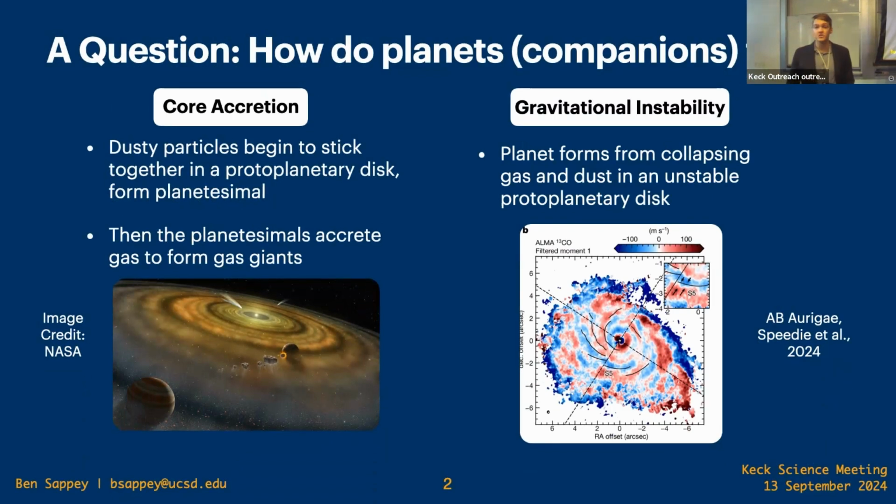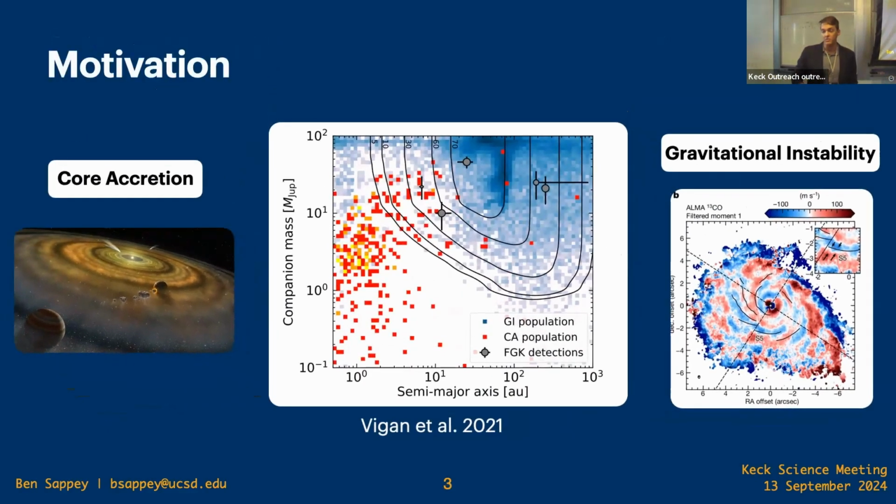And in the core accretion scenario, these processes are taking place, depending on the mass and metallicity of the disk, from about 1 to 10 AU, whereas in gravitational instability, the processes are taking place on the scale of, let's say, 100 AU or something like that. So what you really want is a way to be able to distinguish these populations.